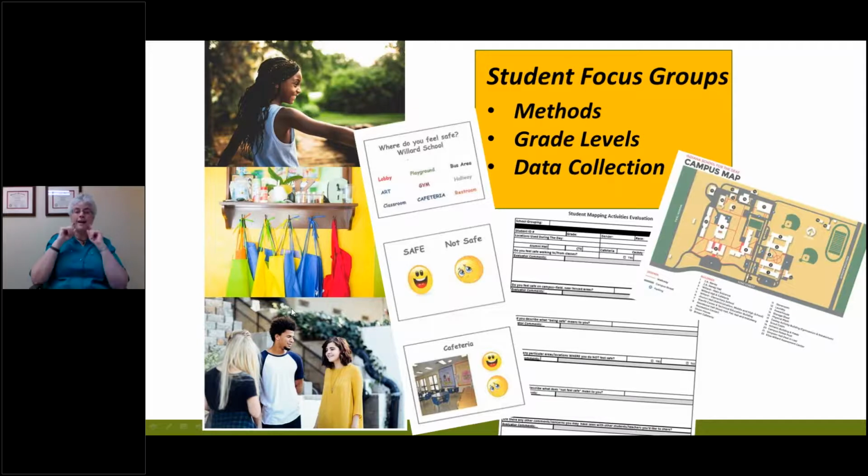With elementary school, we used a lot of pictures, like different emotive faces, happy, safe, not safe. We had sad faces for that. So we helped the elementary kids communicate their needs. We took a campus map and we asked students where they felt safe, where they felt not safe, and if there were any concerns that they wanted to let us know. And after collecting all of that data, we collected it several ways.